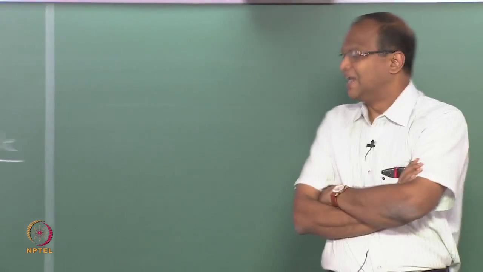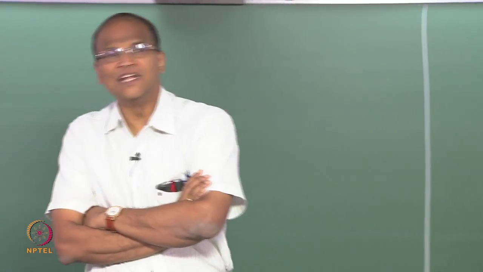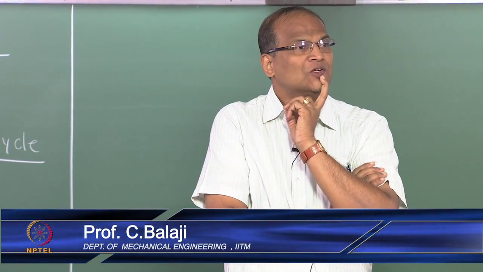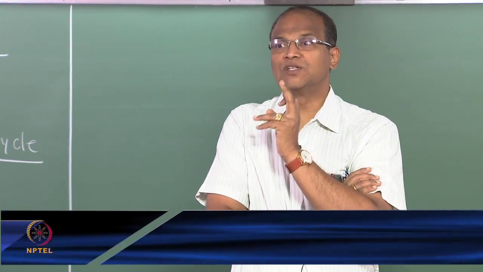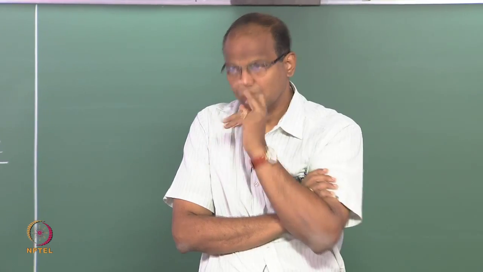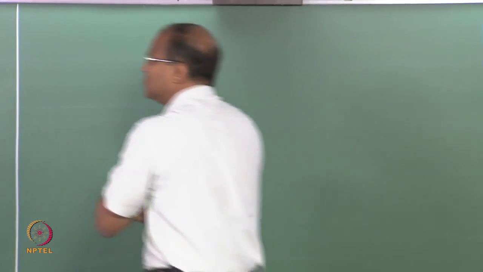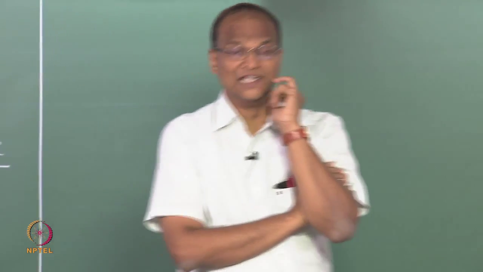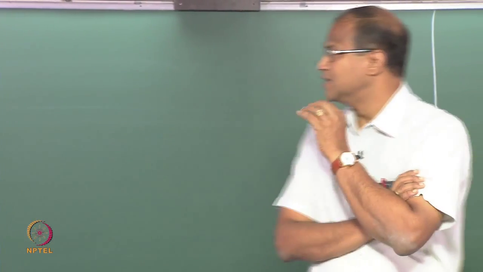And look at the residence time. The residence time is basically for organic carbon 2 into 10 to the power of 8 years, and for the inorganic carbon about 10 to the power of 8 years. So the processes are very slow. So the residence time is of the order of millions of years. It is not even 10 to the 6, it is 10 to the 8, hundreds of millions of years.